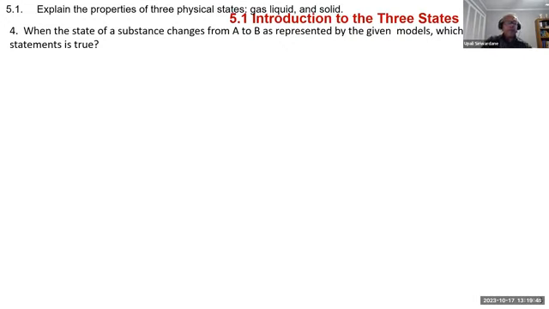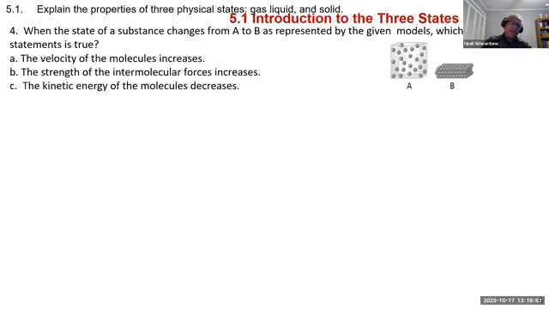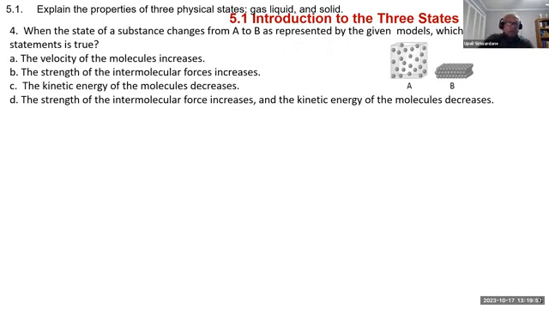Let's look at more problems. When the state of a substance changes from A to B, as represented in the diagram, which of the following statements is true? Velocity of the molecule increases going from A to B. That's false, because the gaseous state has more velocity than the solid state. B is the solid state, so it's gas to solid. Velocity doesn't increase. Velocity decreases; the motion of the molecules is more restricted in the solid.